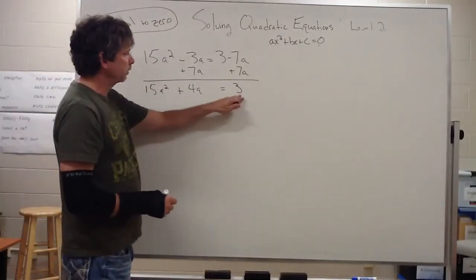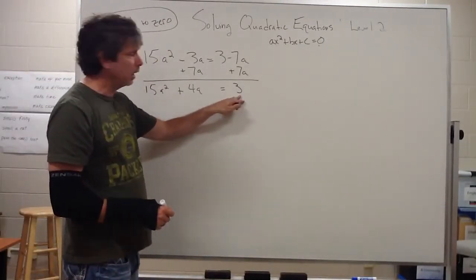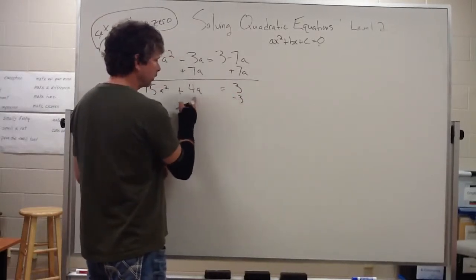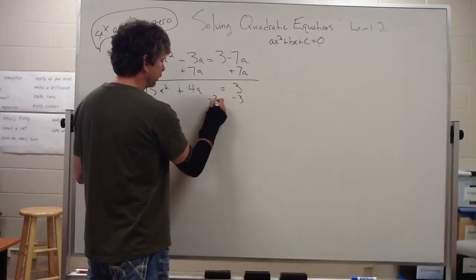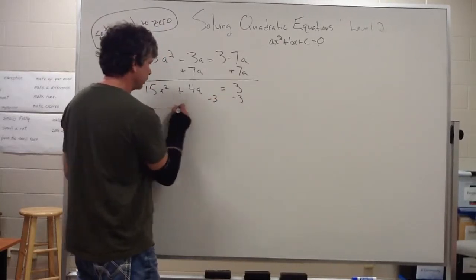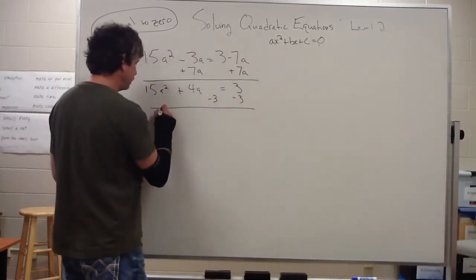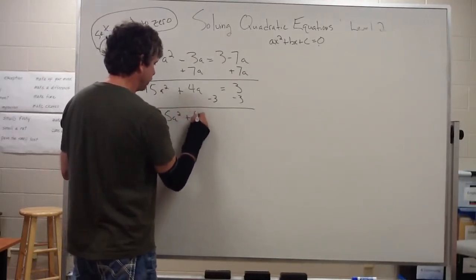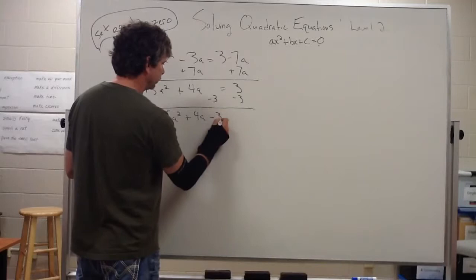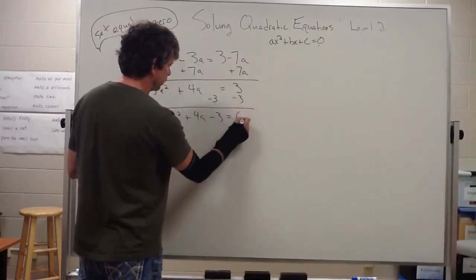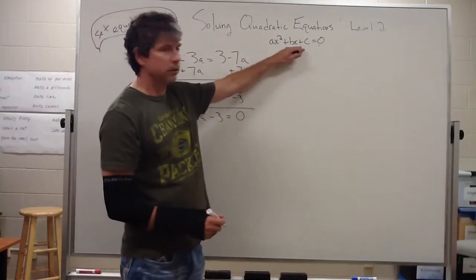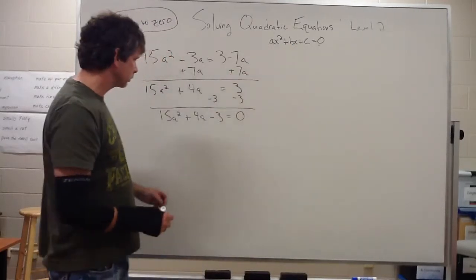We still need to make this 3 disappear, so we can zero him out by using its 0 pair. So I put a negative 3 here, and he's not really a like term with him, so I'm just sliding over here to this edge. He's more of my constant. So I have this 15a squared comes down, my 4a comes down, this negative 3 slides in, and then this just turns to 0. So now we have something that looks like this. It's set equal to 0.